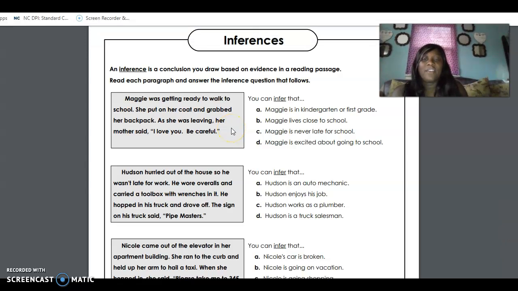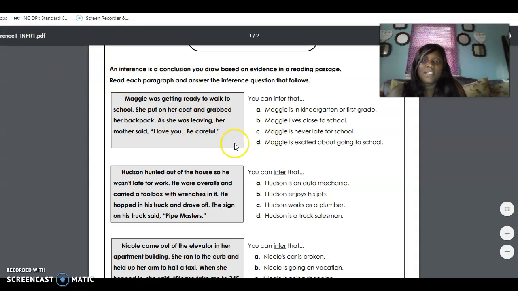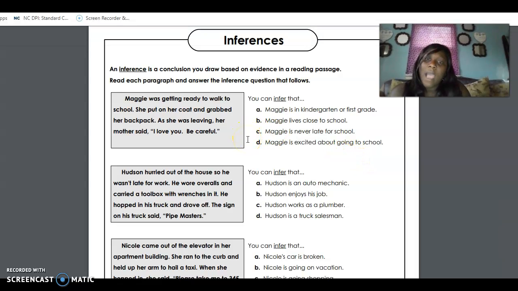So that's something to try to trick me. But I know that I'm going to slash the trash. And letter D, Maggie is excited about going to school. Well, I don't see any words that reveal emotions. That says she's happy, sad, excited, glad. That could be a possible answer. But so far I have slashed A and I have slashed C. That leaves B and D.